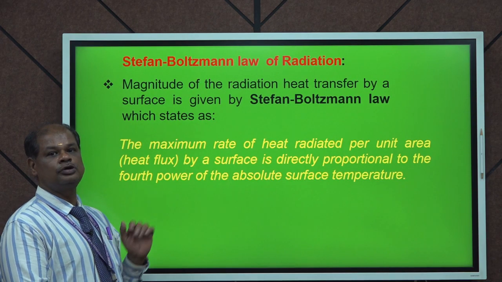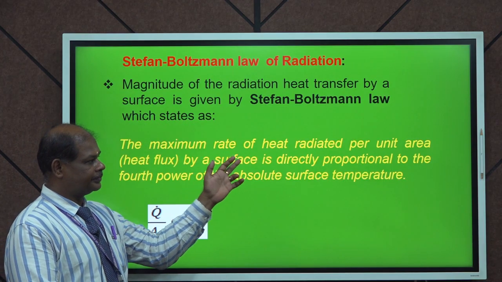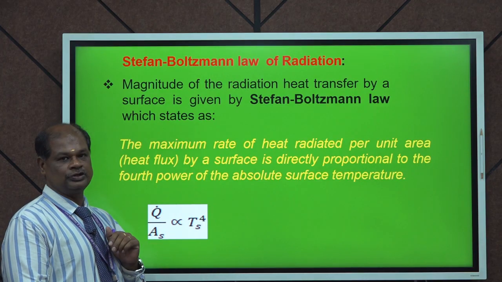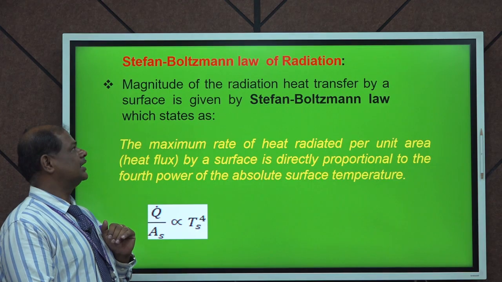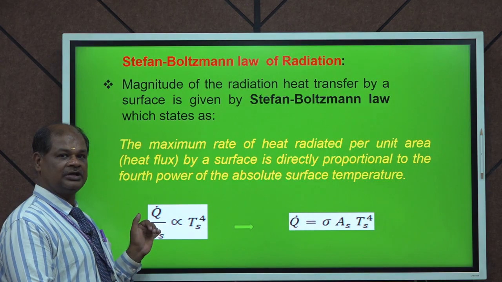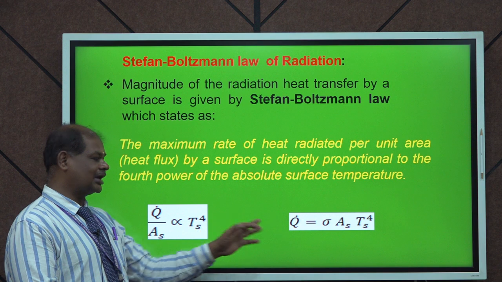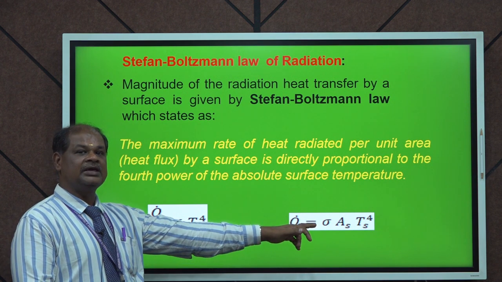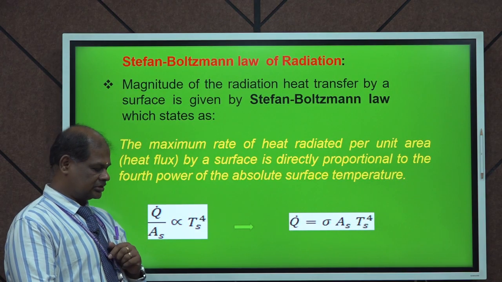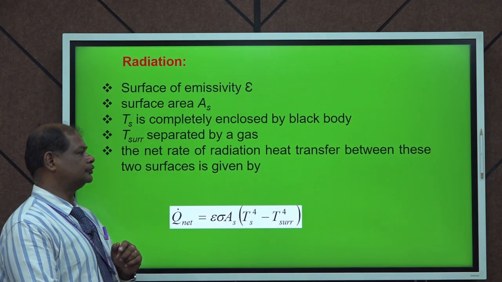Next one is the Stefan-Boltzmann law. The maximum rate of heat emitted per unit area by a surface is directly proportional to the fourth power of the absolute temperature. It is the governing law for radiation. So, Q by A, where Q is the rate of heat transfer and A is the area, is directly proportional to Ts to the power 4, where Ts is the surface temperature. It can be written as Q = sigma As Ts^4, where sigma is called the Stefan-Boltzmann constant.